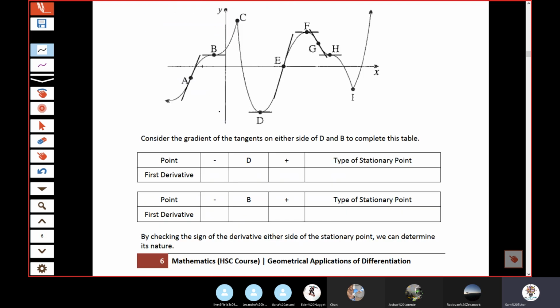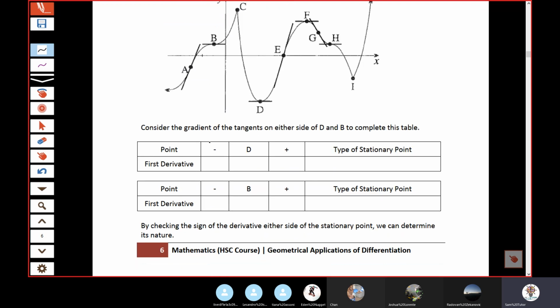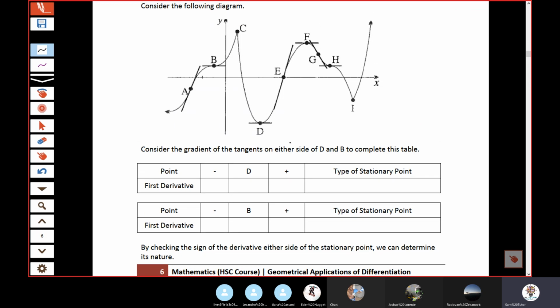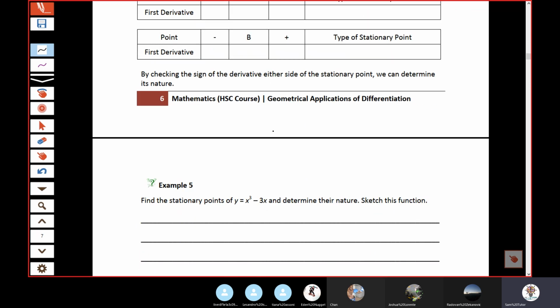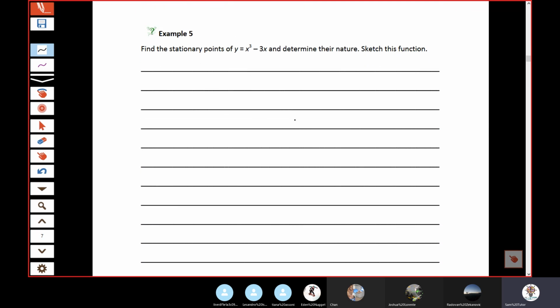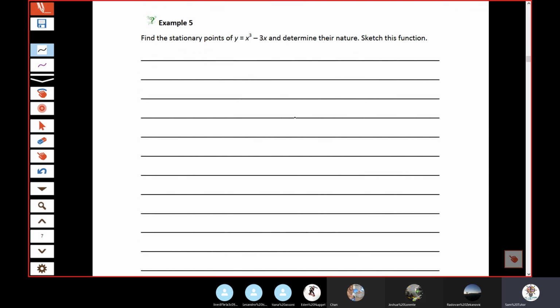All good. Consider the following diagram. I think we already did this. Consider the gradients from D to B to complete the table. It's okay. Let's just get to this. Nature. Find the stationary points and determine their nature. Sketch this function. All right. I'll give you guys 2 minutes to just do the stationary point bit, and then I will do the nature, and I will sketch.